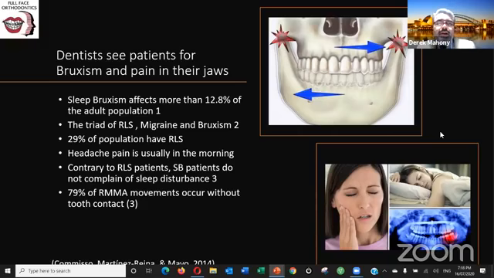So dentists see patients for bruxism and pain in their jaws, right? And we know that sleep bruxism, depending on who you read, is going to be 12.8% of the adult population. But you have this triad of restless leg syndrome, migraine, and bruxism. 29% have restless leg syndrome. So contrary to the restless leg syndrome patients, the sleep bruxism patients don't complain of sleep disturbance. So that makes you wonder, what can we do to try and hone in on what really is wrong with the patient? Chris, you want to add more onto that?